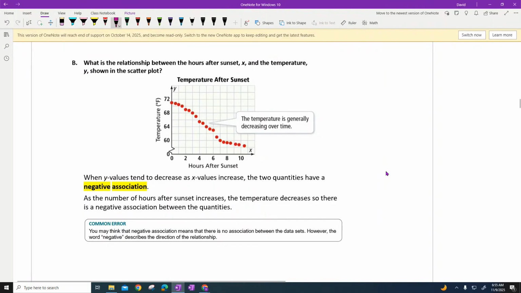Here's after sunset, it's my title. So the sun goes down, well that makes sense, the temperature is going down, real life experiences. And so hours after sunset, again they have a ripped graph here, and they said most of our data is up here, and so we call that a negative association. It's decreasing over time.